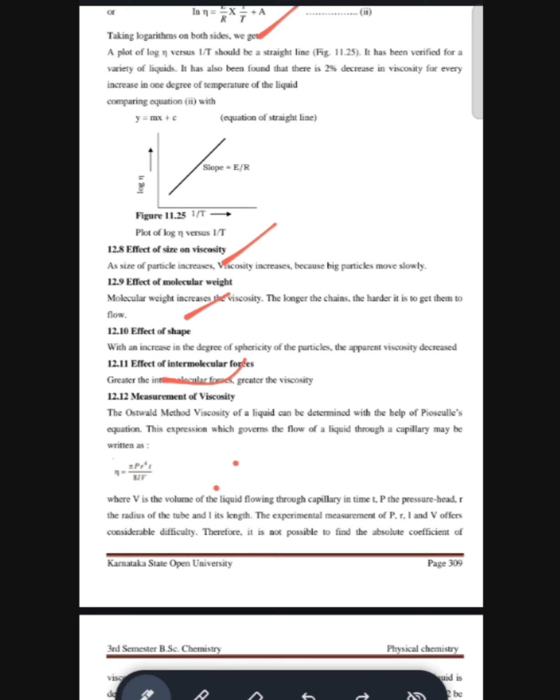The measurement of viscosity can be written as eta equal to pi P r to the power of 4 into t, that is time, divided by 8 L V. So here the experimental measures of pressure, radius, length, and volume differ considerably. V is the volume of liquid flowing through the capillary in time t, P is the pressure, r is the radius of the tube, and L is its length.